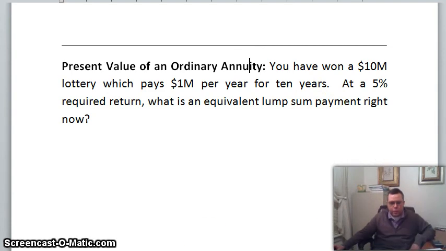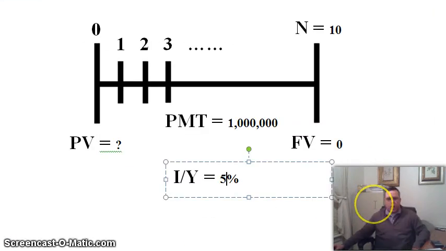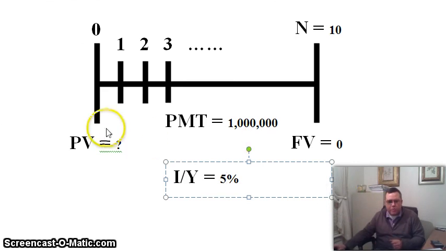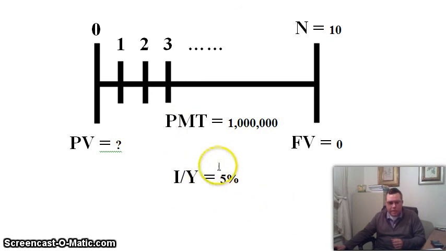So if we go over to our chart, we're asking for the lump sum today. That's your present value, so I put a question mark on present value. It's an annuity that pays 10 years, so N is 10, $1 million a year. So payment is $1 million at a required return of 5% a year. So I/Y is 5. Future value is just 0 in this case, and that one's a little ambiguous if you read the problem. What do I put in for future value?